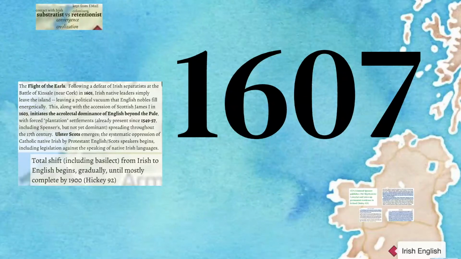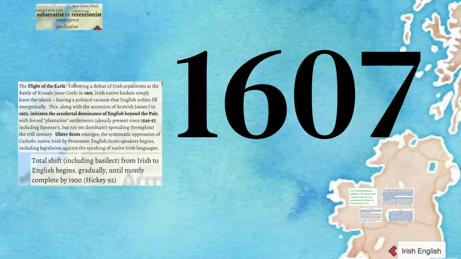Here, with the flight of the Earls following a defeat of Irish separatists in 1601, many of the Irish leaders simply leave Ireland, leaving a vacuum that James's followers eagerly fill. This establishes now a new acrolectal dominance, not just in the Pale, but across Ireland. Ulster Scots emerges as a particular way of blending the Englishes of Ulster, that is a county in Northern Ireland, with the Scottish Englishes that have come with James's help from Scotland, thanks to the systematic oppression of Catholic native Irish by Protestant English Scots speakers.